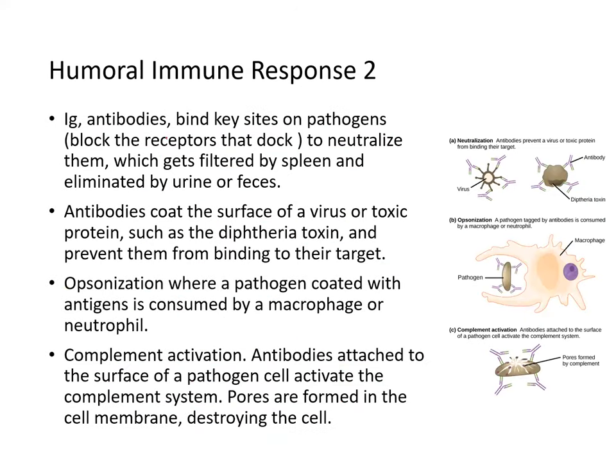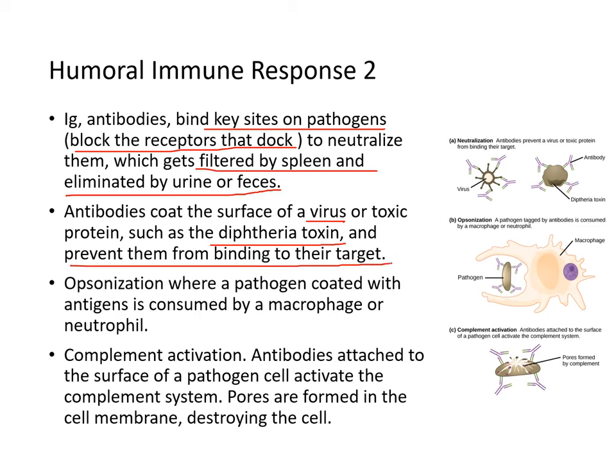So in humoral response, antibodies bind key sites on the pathogens, which blocks the receptors that dock and neutralize them. And this gets filtered by the spleen, and it gets eliminated as urine or feces. Antibodies that coat the surface of a virus or toxic protein, such as diphtheria toxin, will prevent them from binding to their target. And opsonization, where a pathogen is coated with antibodies, is consumed by a macrophage or neutrophil. That scenario is shown here. It's actually phagocytosis.